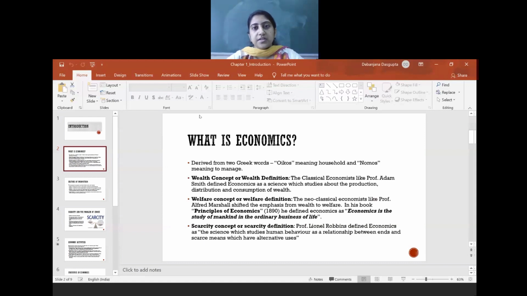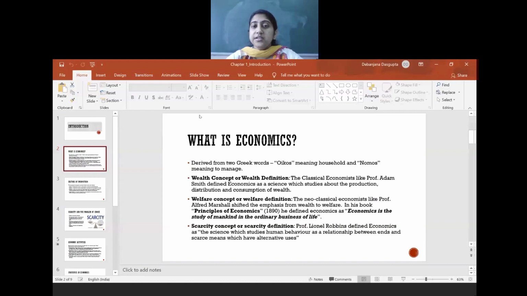Then came the welfare concept. The neoclassical economists related the study of economics with the welfare concept. According to the neoclassical economists like Professor Alfred Marshall, they shifted the emphasis from wealth to welfare, and he, in his book, The Principles of Economics, defined economics as the study of mankind in the ordinary business of life. So, according to Professor Alfred Marshall, the study of economics deals with the study of mankind in their ordinary business of life. In our everyday activities, he related that with economics.